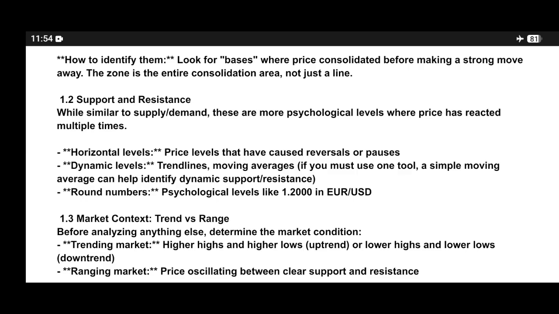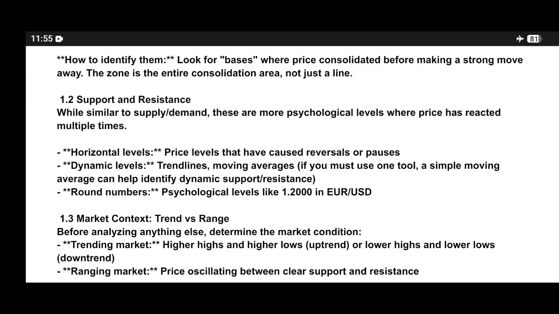If you must use one indicator as a trader, it is a simple moving average, because it can help you identify dynamic support and resistance. Then round numbers. Round numbers are psychological levels, which I've already explained before, like 1.200 in EUR/USD or 1.2500, 1.30, 1.3500, 1.40, 1.4500, and so on. I'm just using EUR/USD as an example in this video.